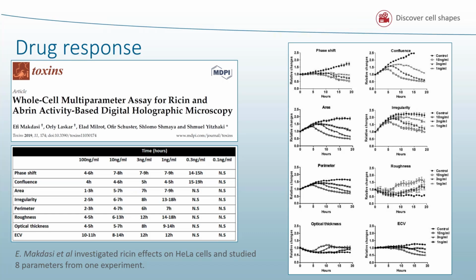Dr. Makdasi tried 6 different concentrations, doses, of ricin on HeLa cells. By studying the cell response over time, they could see the first responses to the higher doses of ricin already after 1 to 3 hours. You could see a change in area, a change in irregularity, and a change in the length of the parameter already after 1 to 3 hours, just looking at the morphology. And through one single experiment, they chose to study 8 different parameters, telling how the cells progressed through the treatment and how the different doses affected the cells.